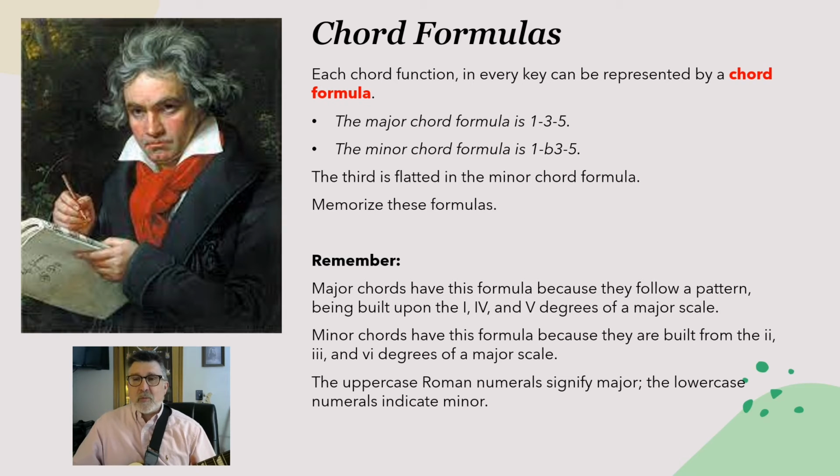So you want to memorize these formulas. 1, 3, 5, that's a major chord. 1, flat 3, 5 is a minor chord. You want to remember that major chords have this formula because they follow a pattern, being built on the first, fourth, and fifth degrees of the major scale. The minor chords have this formula because they are built from the 2, the 3, and the 6 of a major scale. The uppercase Roman numerals, when we write them out, indicate that the chord is major, and lowercase for minor.